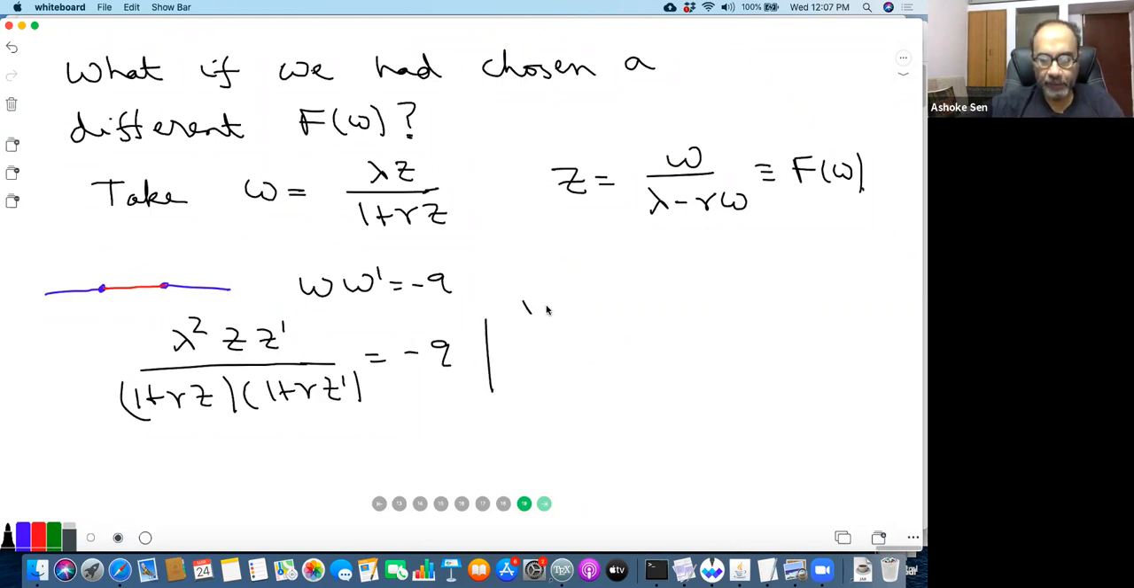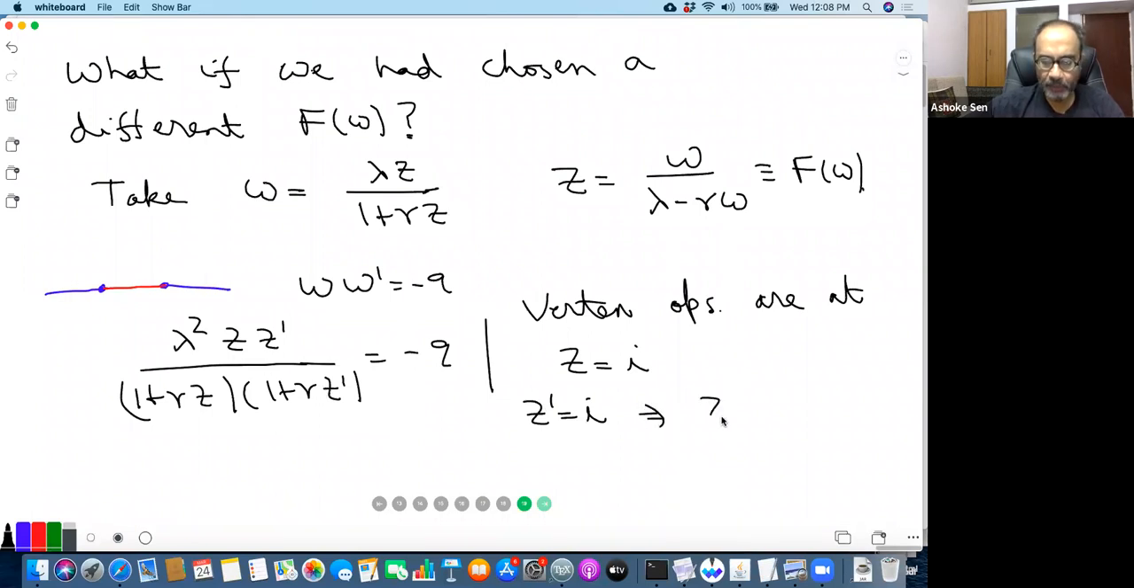So the vertex operators are at z equal to I and z prime equal to I. Okay, so you can substitute z prime equal to I here and solve for z. So that corresponds to some z. Let's call this z equal to z2. The second vertex operator is inserted at z2. I'll not do these explicit calculations, but I'll give the steps so that you can actually complete this if you want. So you can find z2 explicitly.